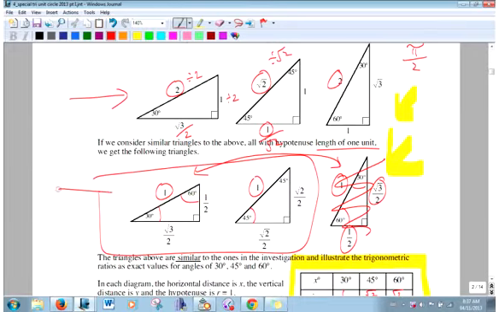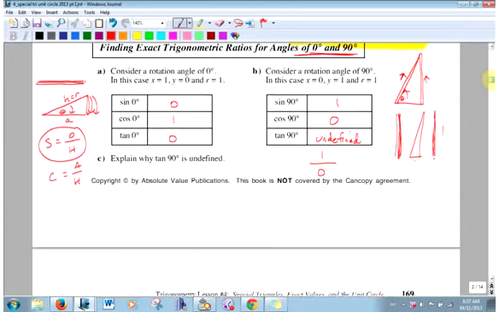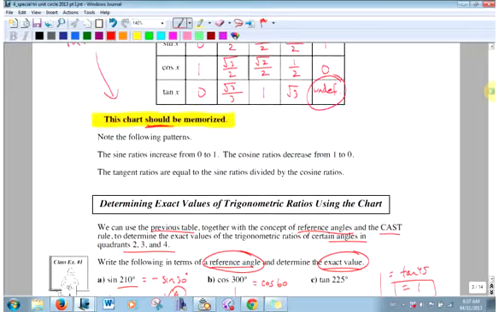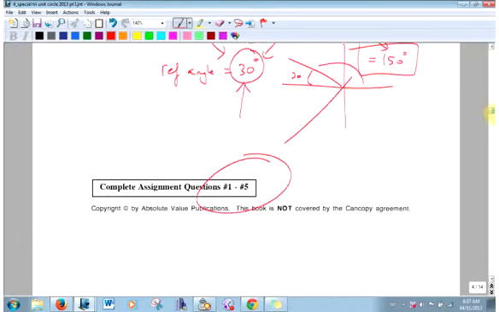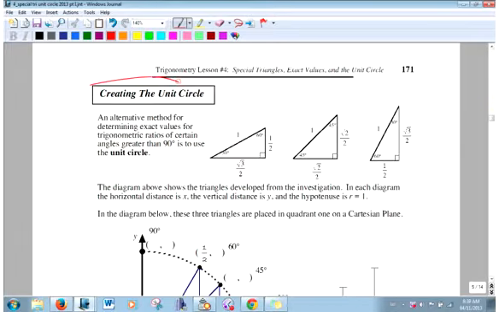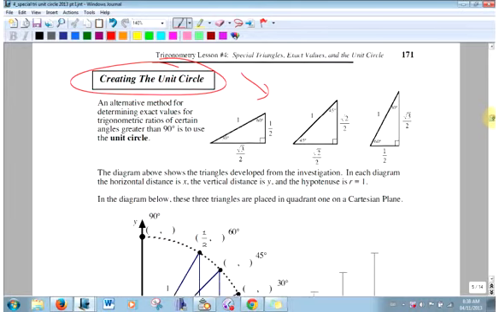So this is what we want to do, because if this is a unit circle, we want a radius of 1. Okay? So we are here, creating the unit circle. These are the same triangles. All the hypotenuses are 1. Okay?